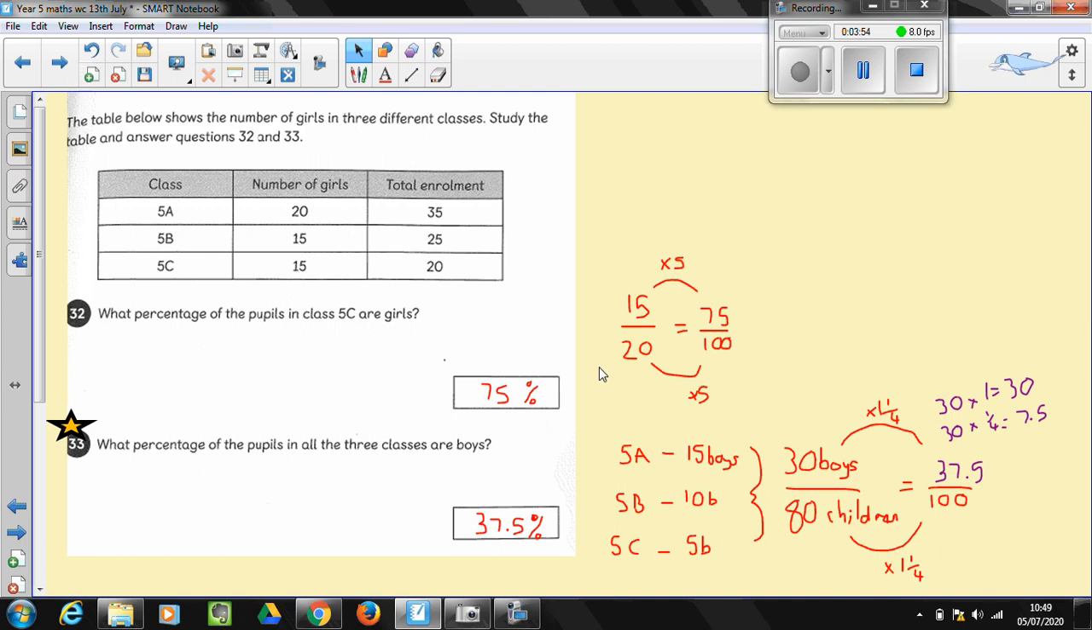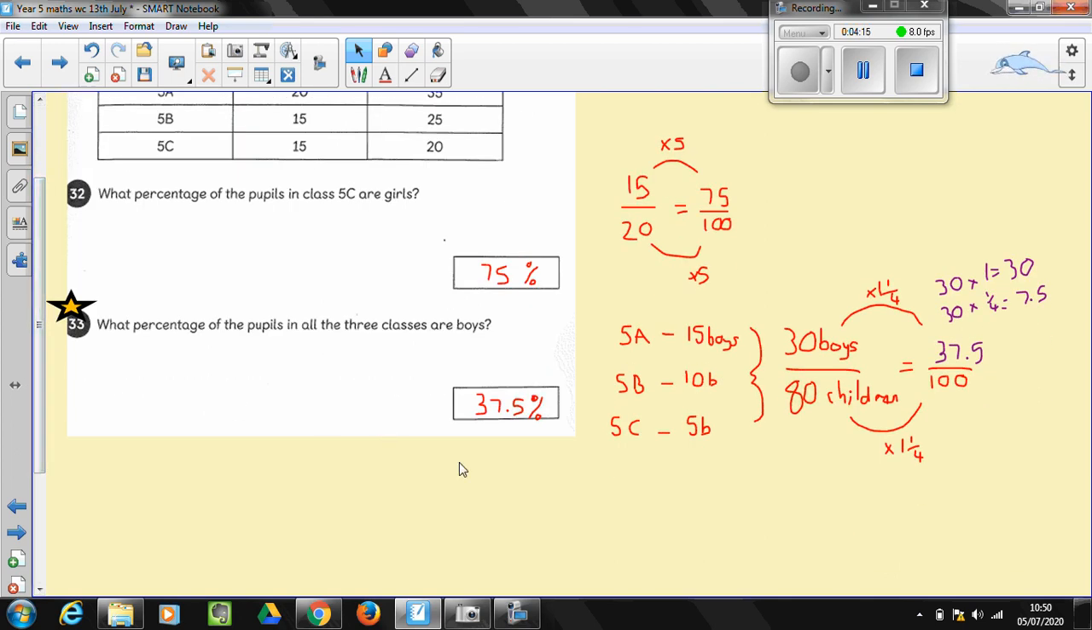So for the first question, I knew 15 girls out of 20 children. I needed to get that out of 100 to work out my percentage, so I did 20 times 5 was 100, and that meant I had to do the same to the top. 15 times 5 was 75, so 75% of the class were girls.